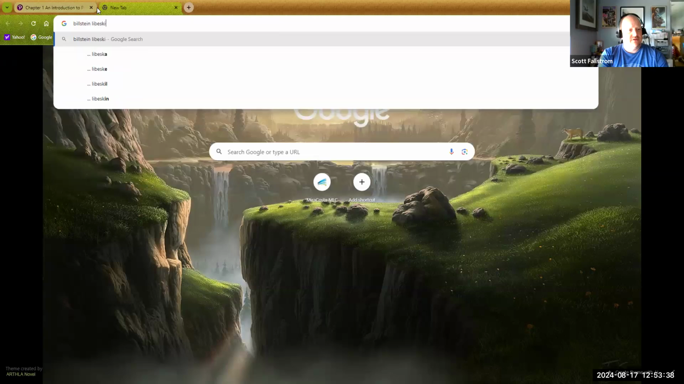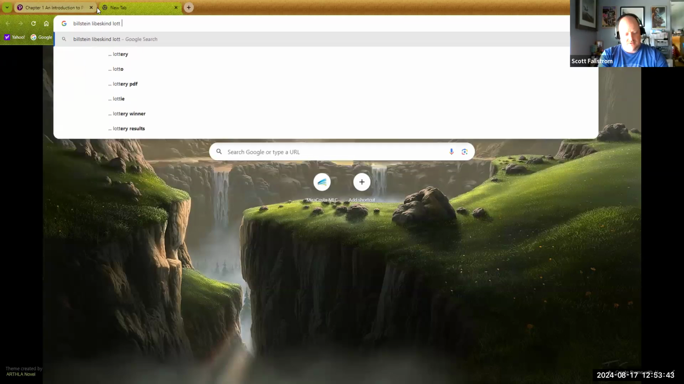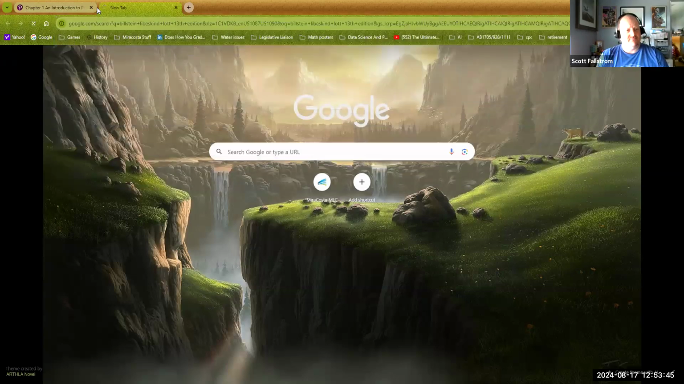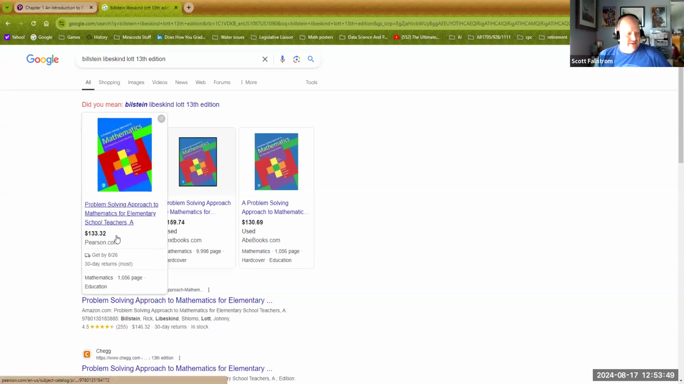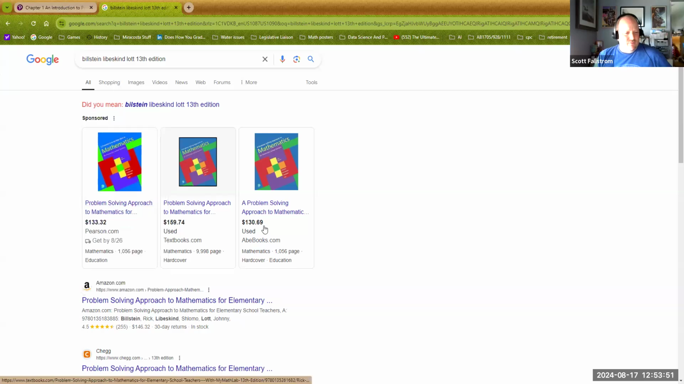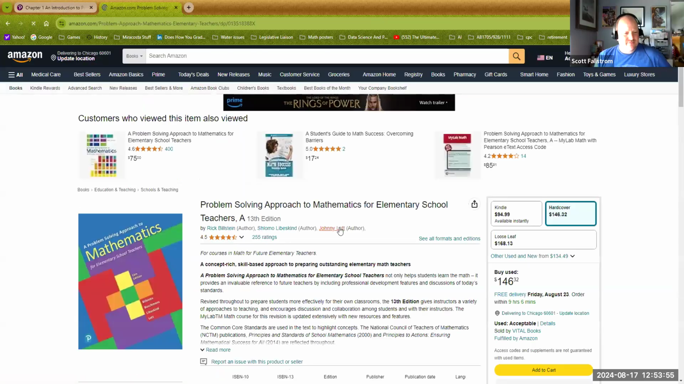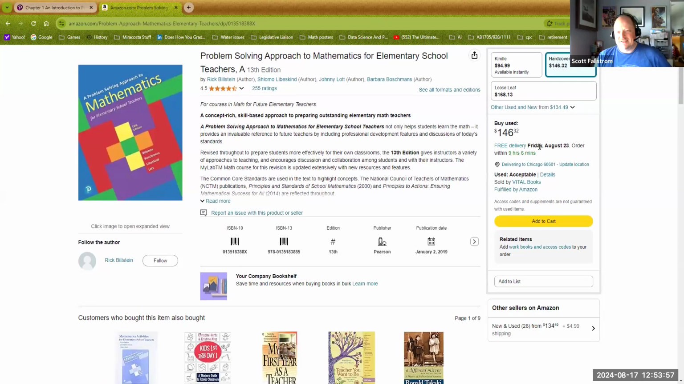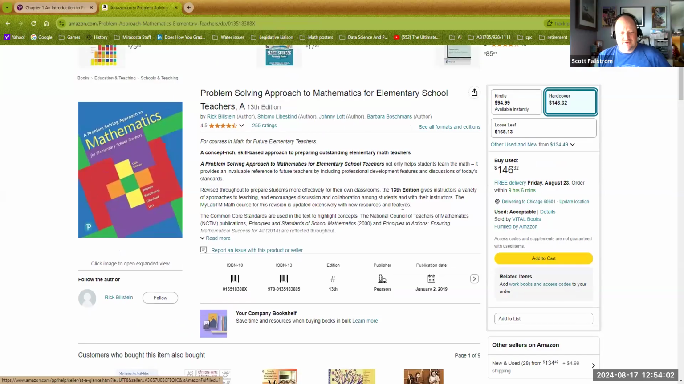Bilstein, Libeskind, Lott, 13th edition. Yeah, so Pearson, I feel like that might even be a rental cost. So used book 160. Let's see, what has Amazon got it for? Amazon's got it 146 used, brand new. I don't see a brand new one. Whew, that's used. New and used from 135.